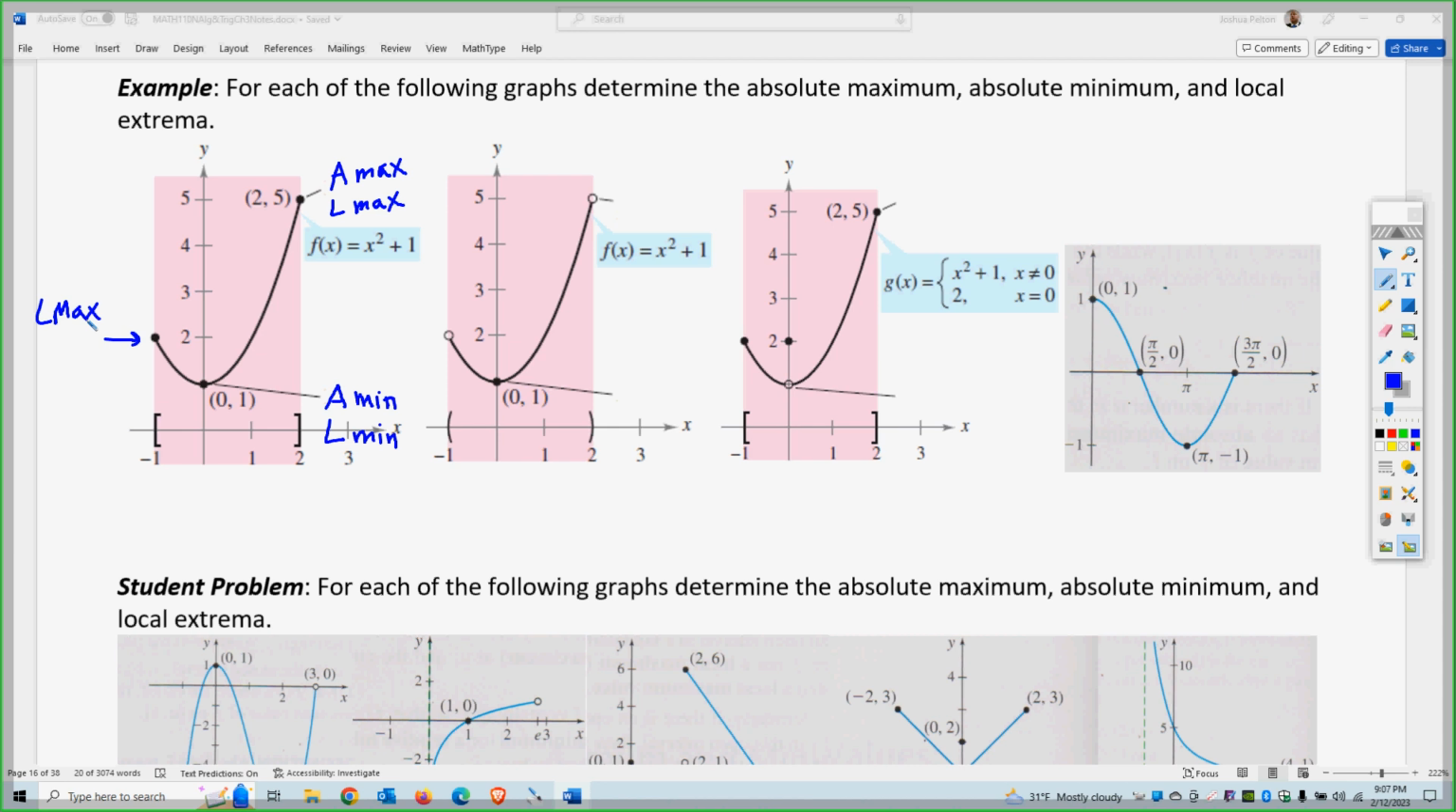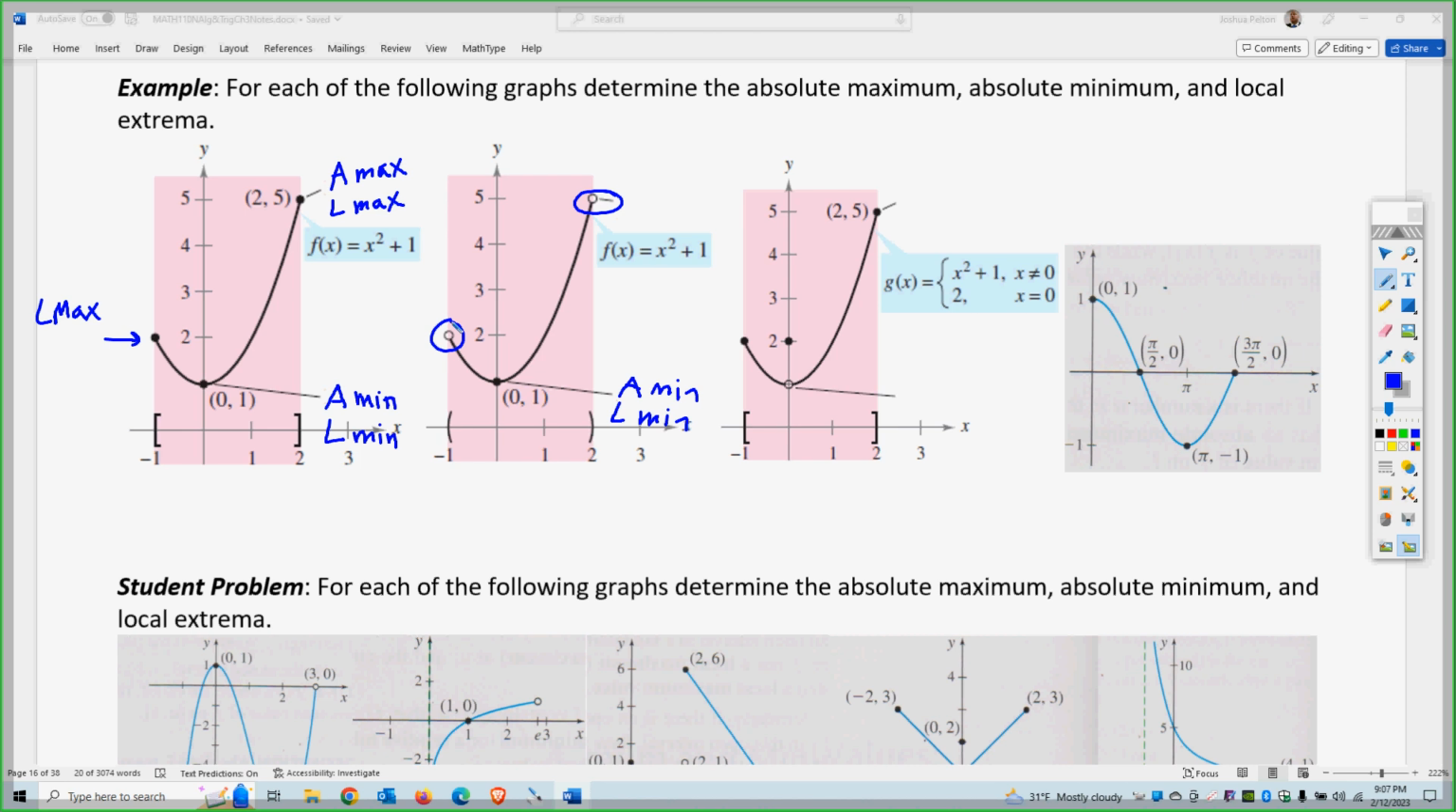Okay, so if we look at the next graph, this is still an absolute minimum or relative or local minimum, right? But for these ones, the points don't exist, so there are no extrema values there, because you can get infinitely close to those circles or open points but never actually get there.